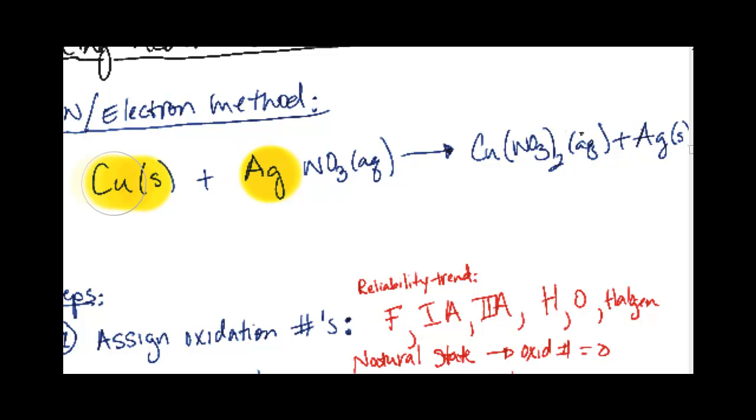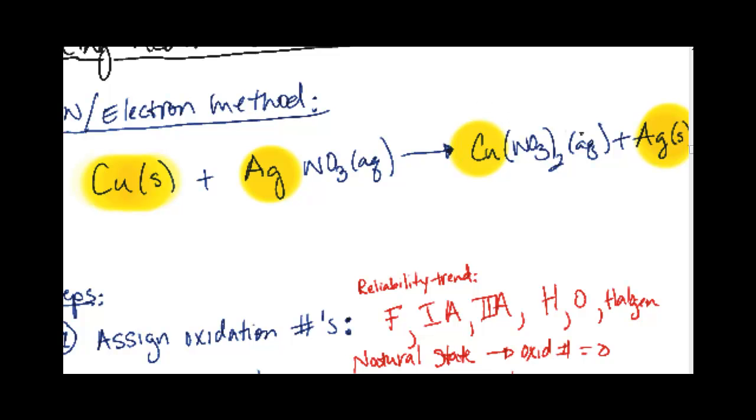And if you look on an activity series, you'll see that the copper here will be further down on the list than the silver, so therefore it will be more readily oxidized, meaning it'll give up its electrons and silver would gladly take them. As a result, what will happen eventually over time is that silver will be the solid and copper will be the cation in the solution. Alright?